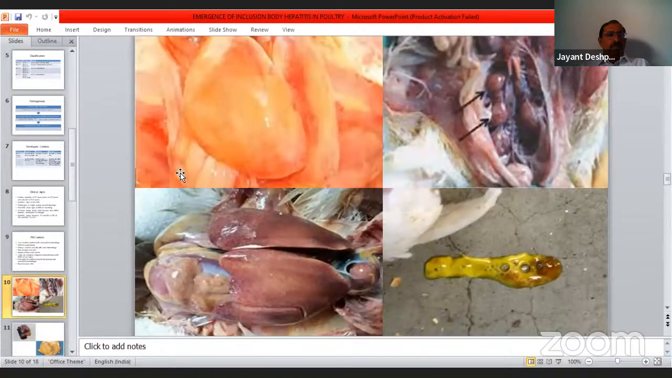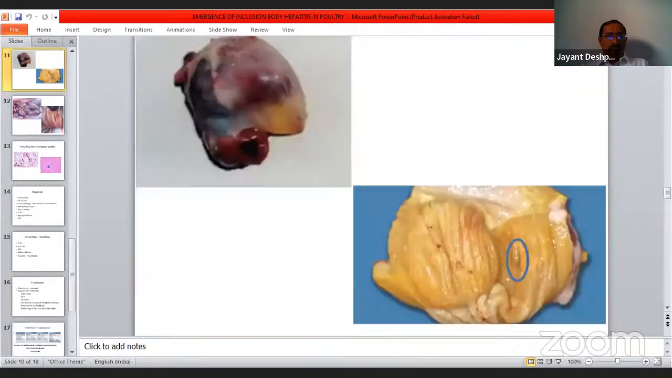Some of the photographs: see this liver particularly looks mottled in appearance, and kidneys are severely swollen. And like I already mentioned, frothy litter, that is feces. And this is a typical liver which we will see only in case of IBH. So it is very easy to differentiate from other liver problems. Then this is hydropericardium, typical hydropericardium. I think most of us have seen this right from the days there was an outbreak. So easy to identify, it looks like a lychee fruit.